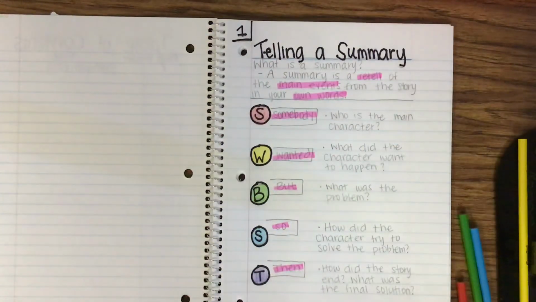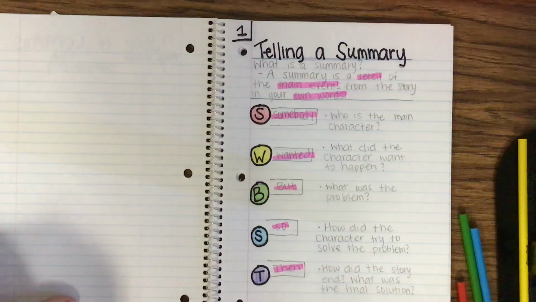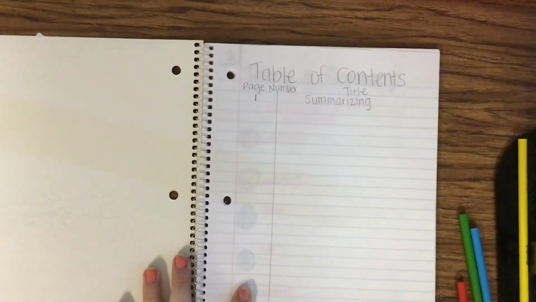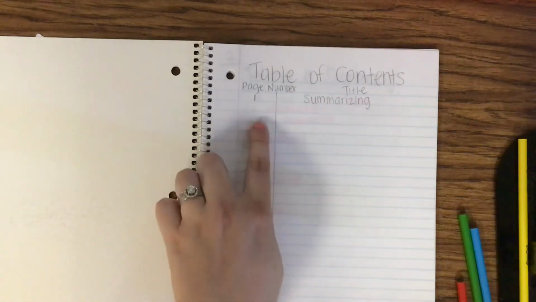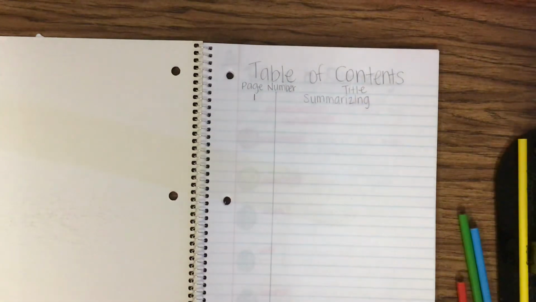So there is our telling of a summary. That should be there. Make sure you're pausing if you need to, and make sure your table of contents has your title, page number, and what the title of the page is. Alrighty, get that finished.